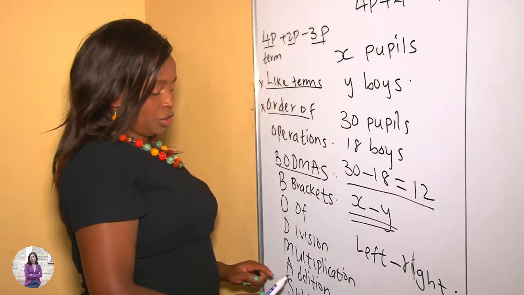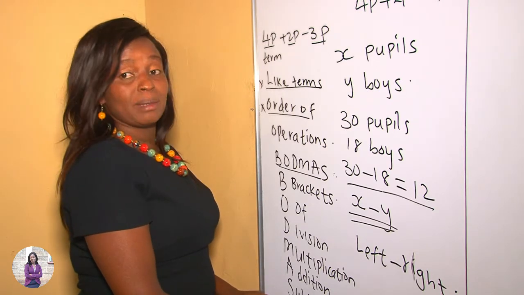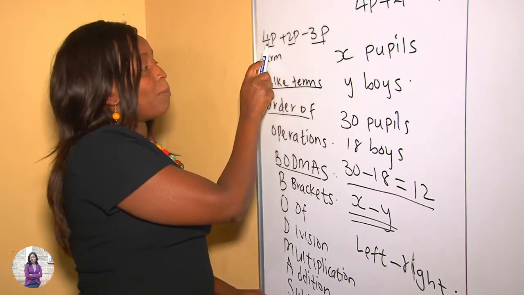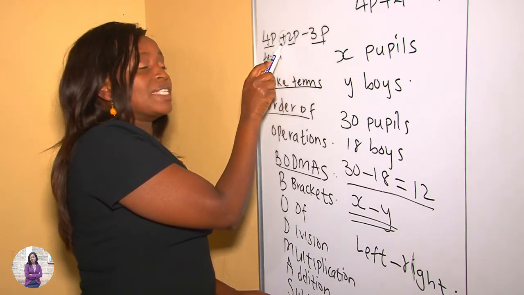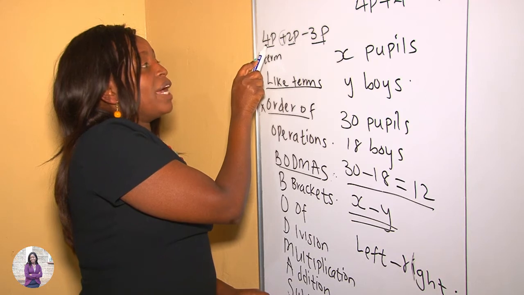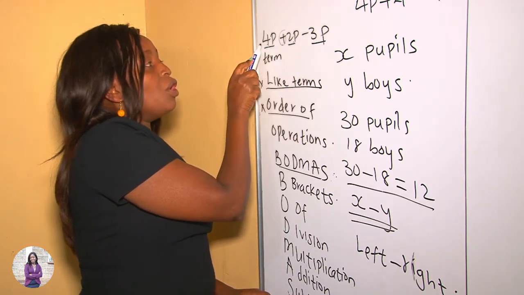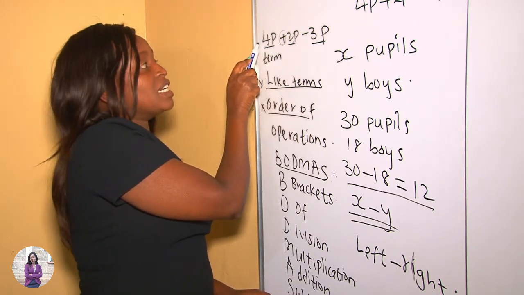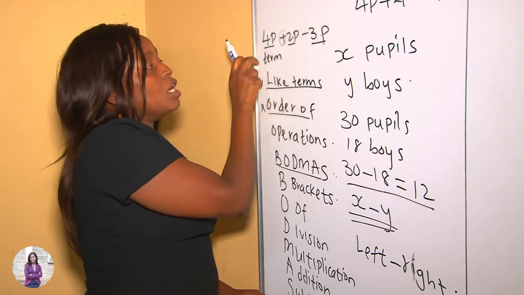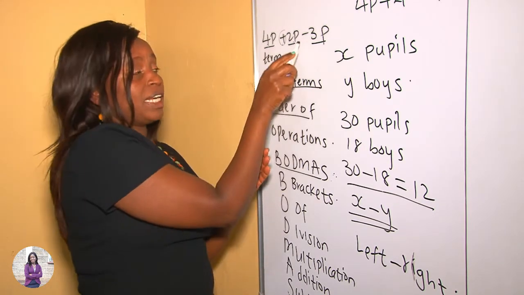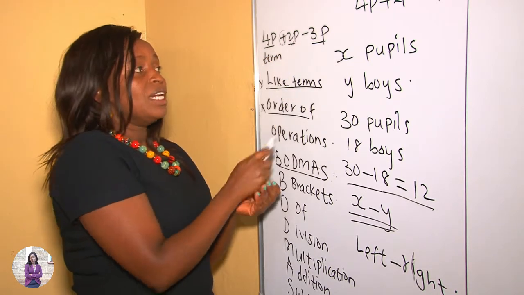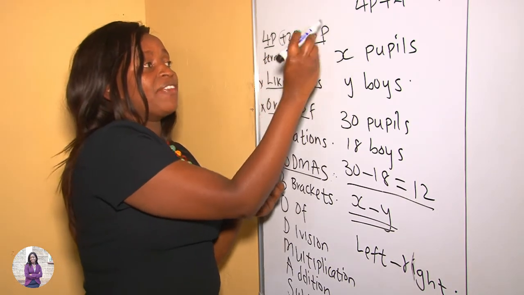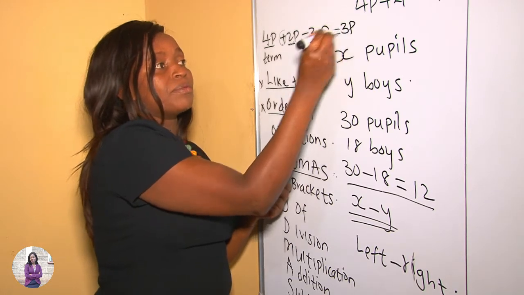So now let's work out this question. We begin with addition before subtraction. Subtraction comes last in BODMAS. So 4p plus 2p, because the sign in front of 2p is addition. And the sign in front of 4p, although you can't see anything here, shows that it is positive, so it is addition. So you put addition first before taking away. So 4p plus 2p is 6p. Take away 3p and the answer will be 3p.